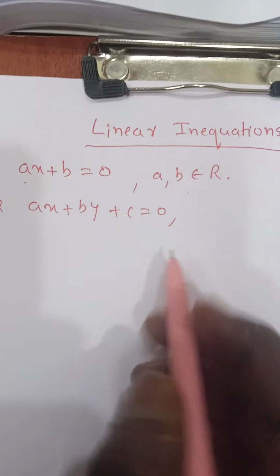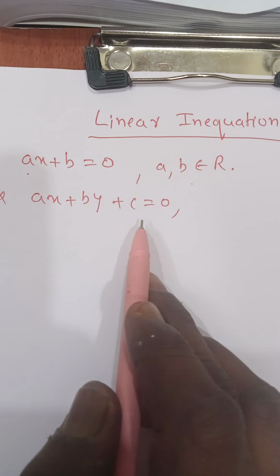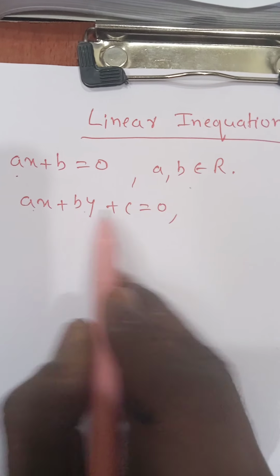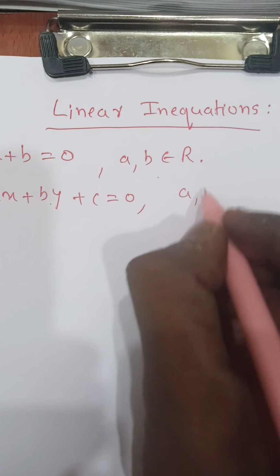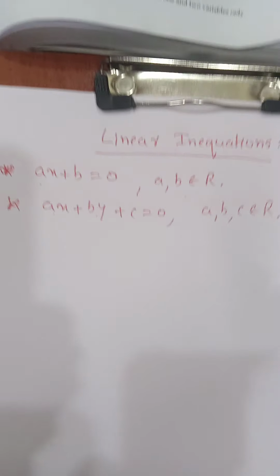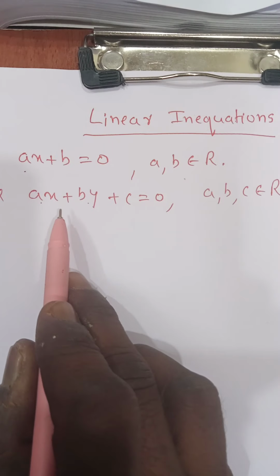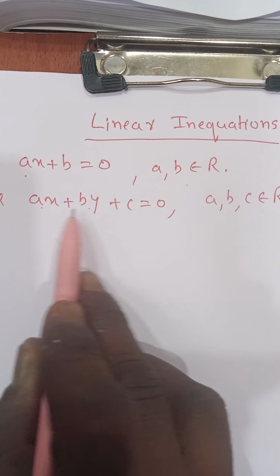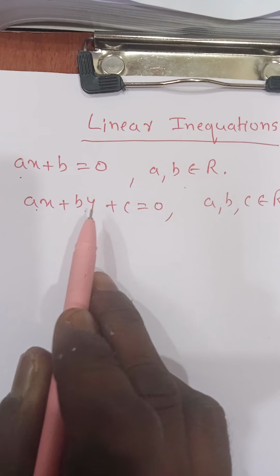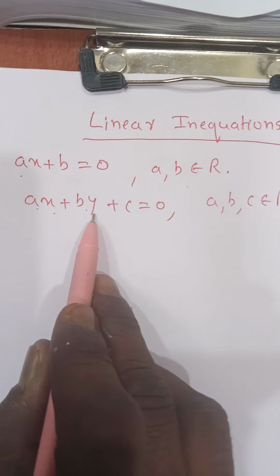Please check all the terms of this linear equation. We have three coefficients, a, b, c. I am taking them as real numbers, belonging to the set of real numbers, and in this equation two variables are present, x and y. So that's why we call it a linear equation in two variables.